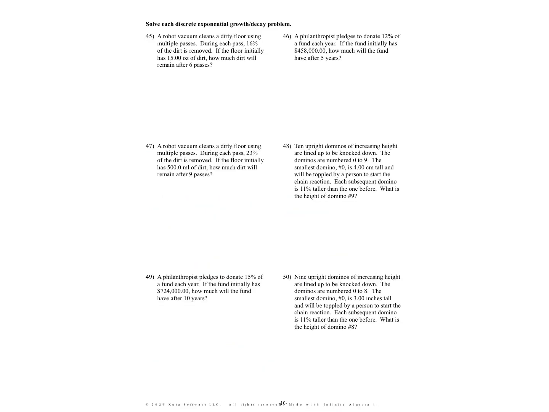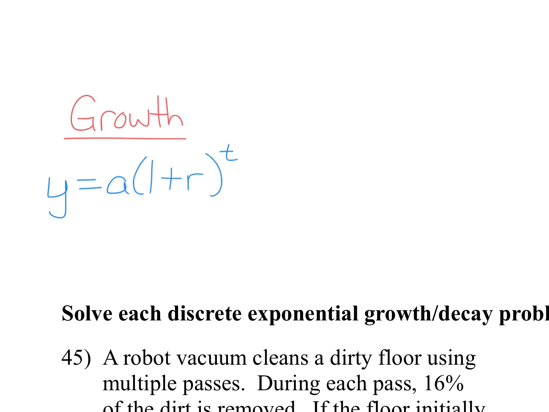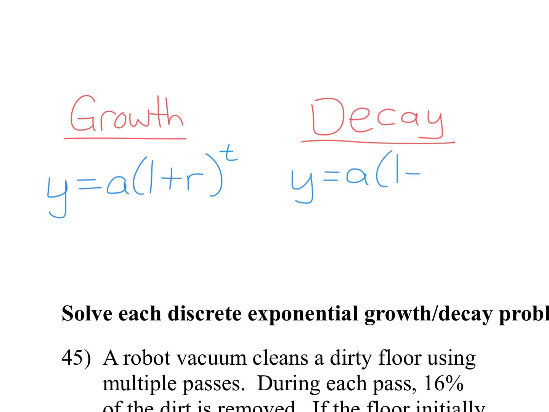So these problems, I'm going to come up to the top here. If we have exponential growth, does anyone remember the equation? Let's start with Y equals? Y equals A times the quantity 1 plus R to the T. Okay, that's the growth one. Do you remember the difference between the decay one? There's one difference. Yep. A times 1 minus R to the T.